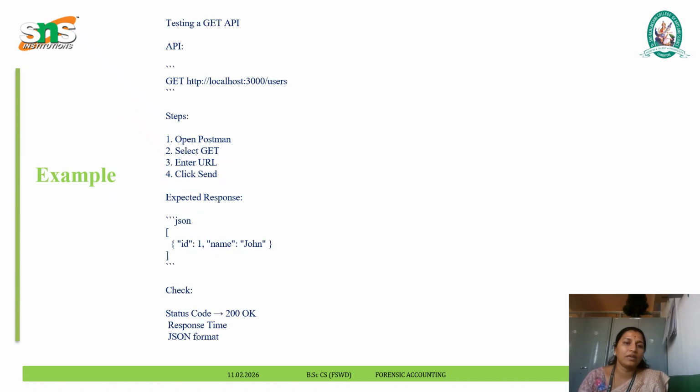An example: testing a GET API with localhost:3000/users. Step 1, open Postman. Step 2, select GET. Step 3, enter the URL, and step 4, click send. The expected response will contain id 1, name, and job. So these are the steps for getting each API. The API response will be in JSON format as well.